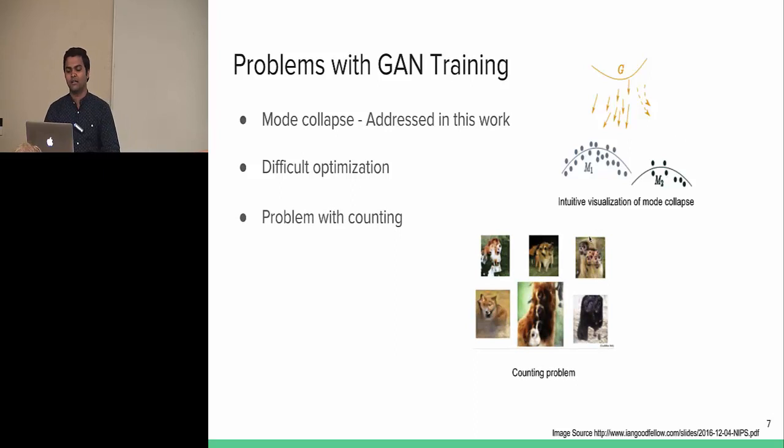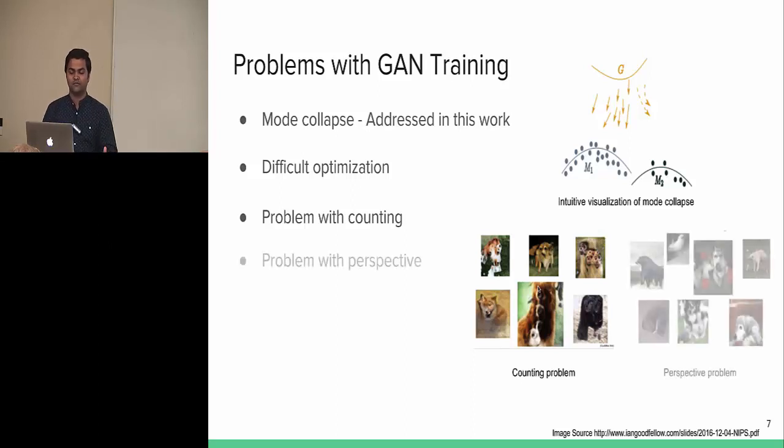So here, if you see, these are the images that are generated from ImageNet, and these are the images of dogs. If you see the images that are generated here, the generator has learned to generate something which resembles a dog, but it doesn't know how many eyes the dog has, or in some cases how many ears. So it generates more of those, and this is one of the problems with GANs.